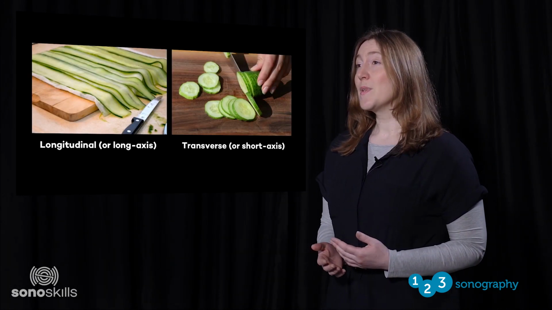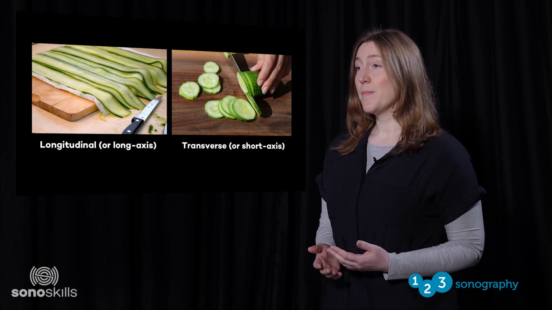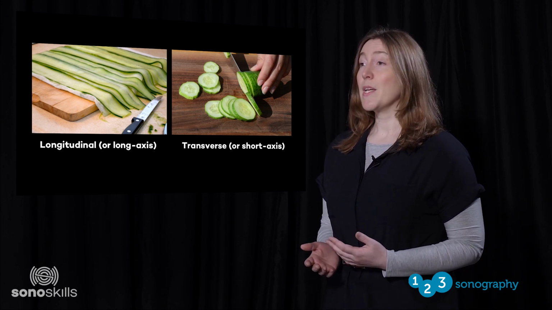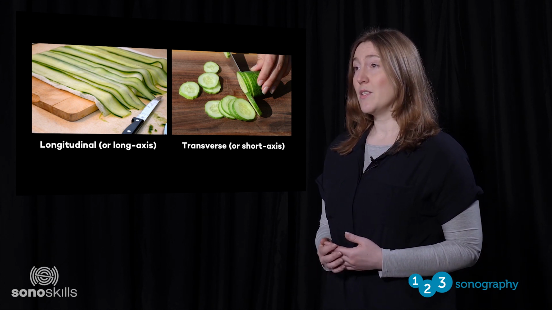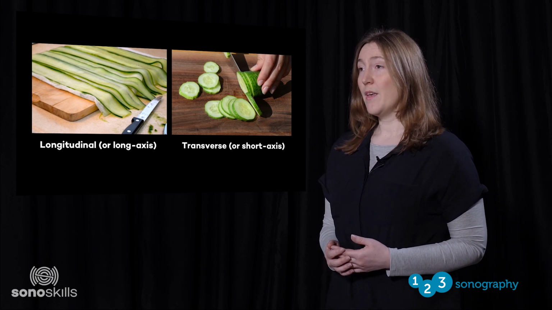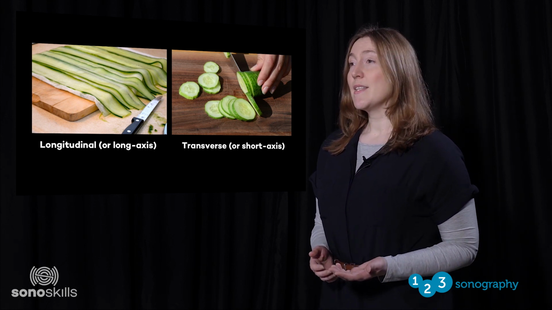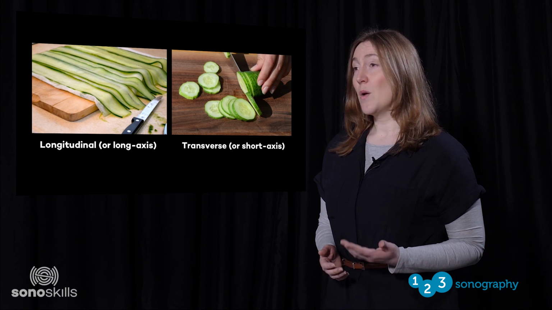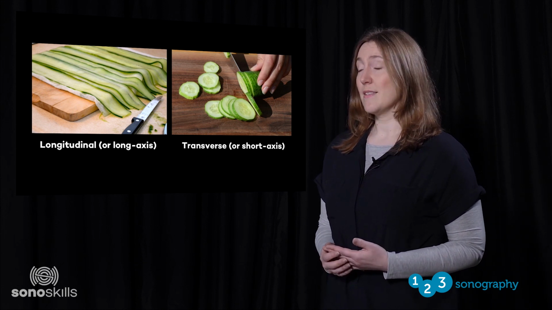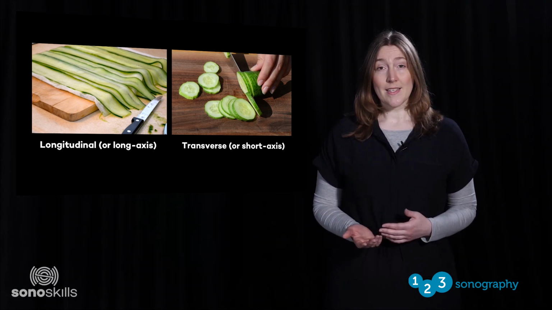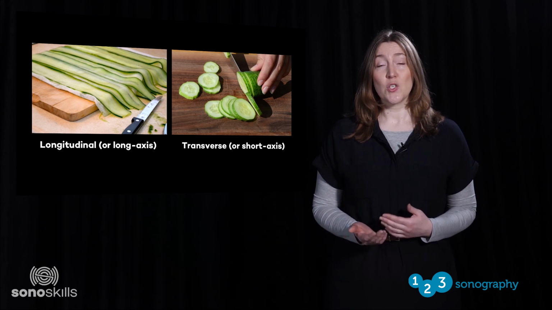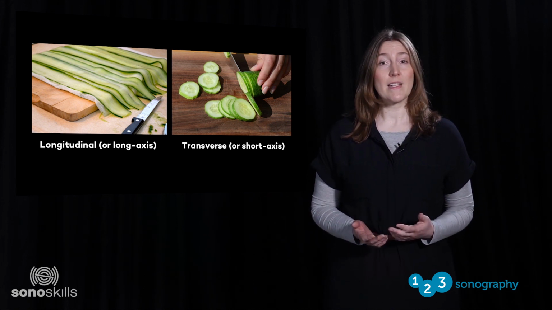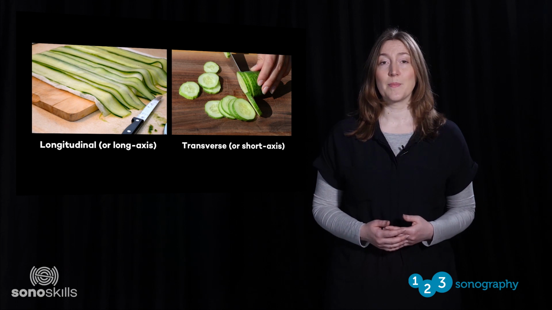In this example, you will see two pictures of a cucumber. The difference between the two pictures is that the cucumber has been cut in two different planes. On the left side, you can see it has been cut lengthways, so longitudinal or long axis. On the right side, you can see it has been cut in its short way. This is called transverse or short axis.